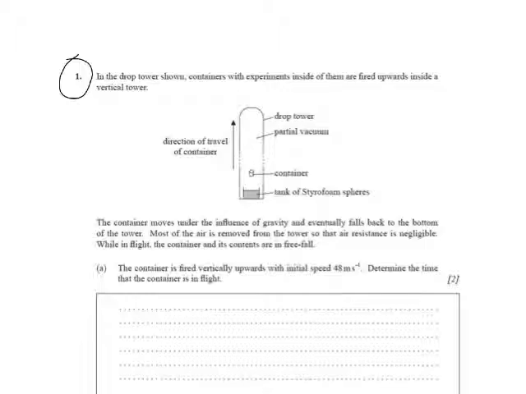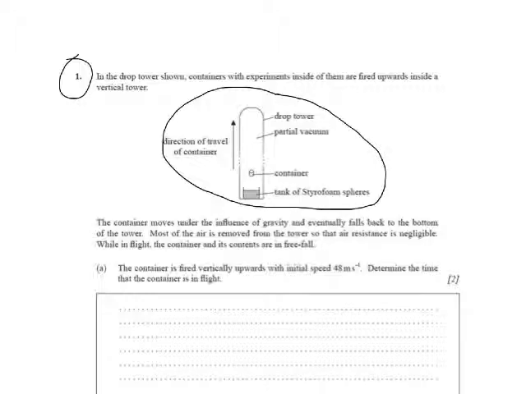In the drop tower shown, containers with experiments inside them are fired upwards inside a vertical tower. The container moves under the influence of gravity and eventually falls back to the bottom of the tower. Most of the air is removed from the tower so that the air resistance is negligible. While in flight, the container and its contents are in free fall. So it's a bit confusing because it talks about so many objects. So it's important to look at the diagram. What's the drop tower? Well, it's the entire container.